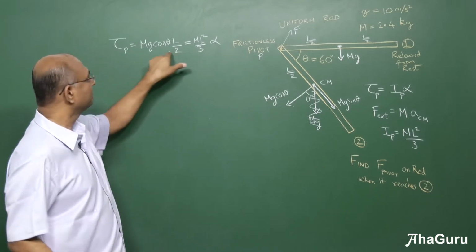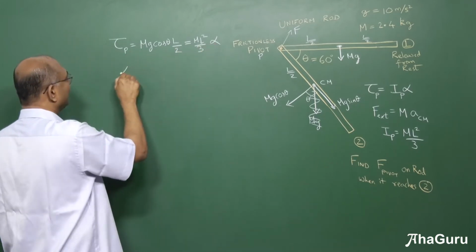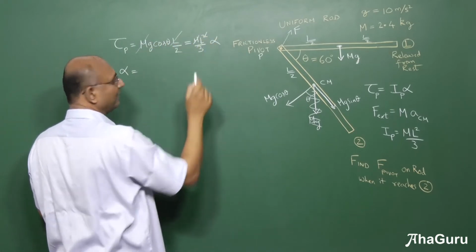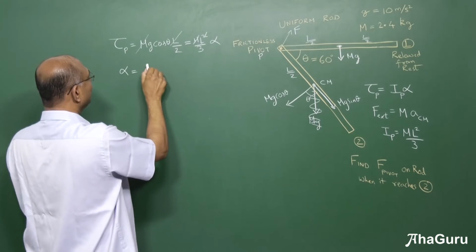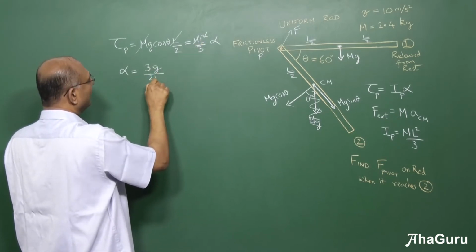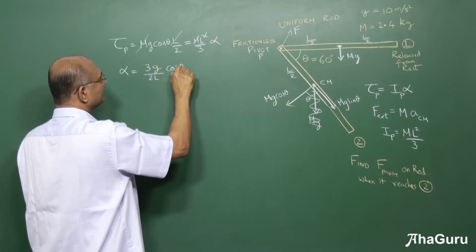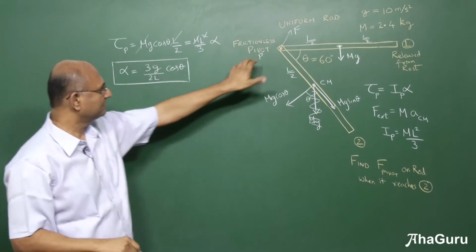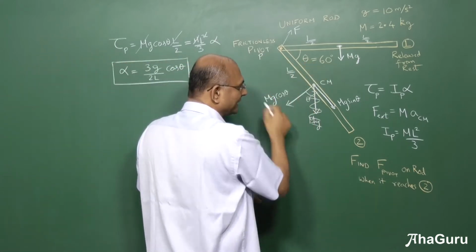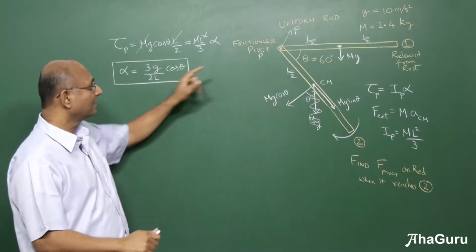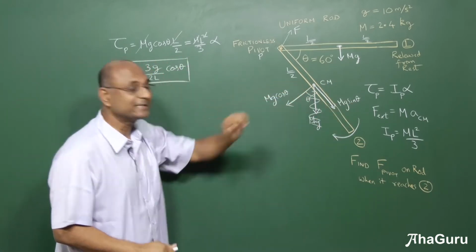So if I now look at what is alpha, we can solve for alpha. If I cancel out m, l, m, l, you can take the 3 up there. So 3g by 2l cos theta. So this is alpha. That is the angular acceleration, right? So this is alpha with which the rod is accelerating, angular acceleration at this instant.